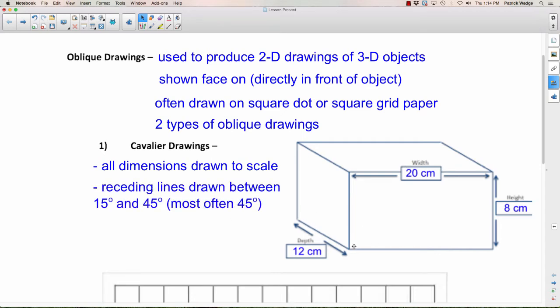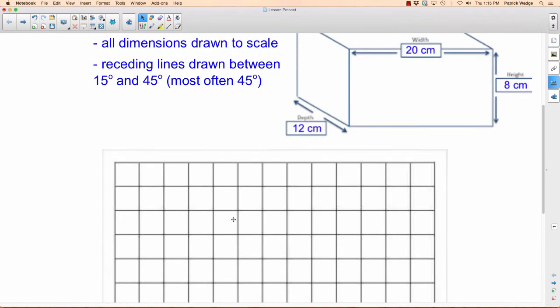Receding lines, these lines that are going backwards like this, are drawn anywhere between 15 degrees and 45, but most often people use 45, and I think that's what I'll use today because it's actually easiest to use 45 when you're using paper like this. You know why? Because a 45-degree angle, if you go from one corner to the diagonal like this, that's going to be 45 degrees right there. So 45 degrees is easiest since we're using this paper.